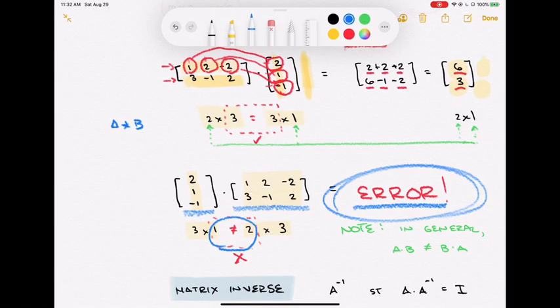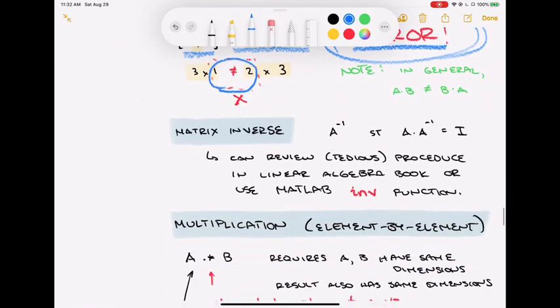A matrix inverse, right, is a matrix such that when you take the original matrix times its inverse, you should get the identity matrix.